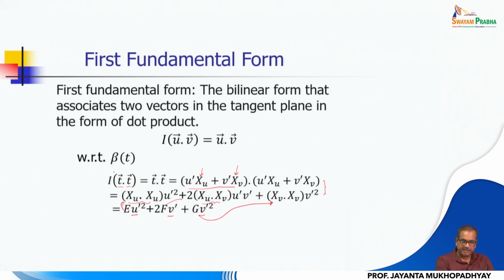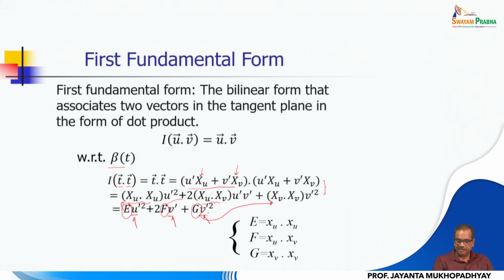So if I consider any arbitrary curve passing through that point, all these coefficients E, F, G remain constant. You only need to measure the variations of those parameters u and v with respect to t, and the value of t at that point will give you directly this first fundamental form. That is the advantage you have.